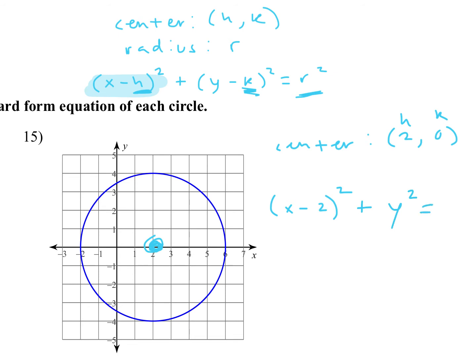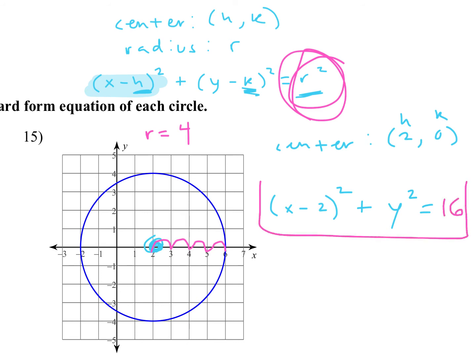And then let's figure out our radius. So radius is the distance from the center of your circle to the edge of the circle. So we can just count here. We have 1, 2, 3, 4. 4 spaces from the center to the edge, so our radius is 4. In our equation, it has to be radius squared, so that would be 4 squared, which is 16. So this is our standard form equation of the circle.